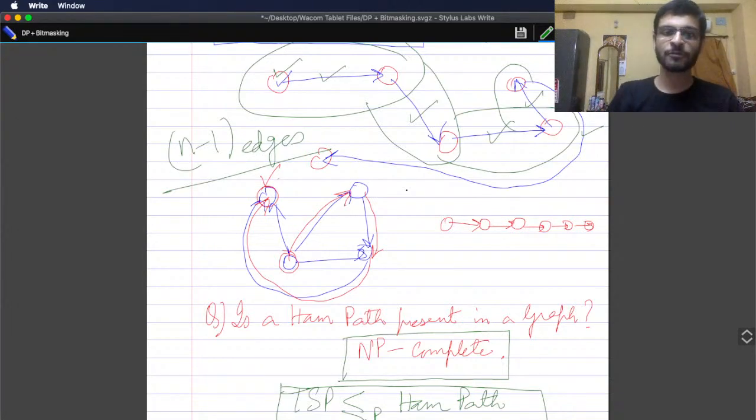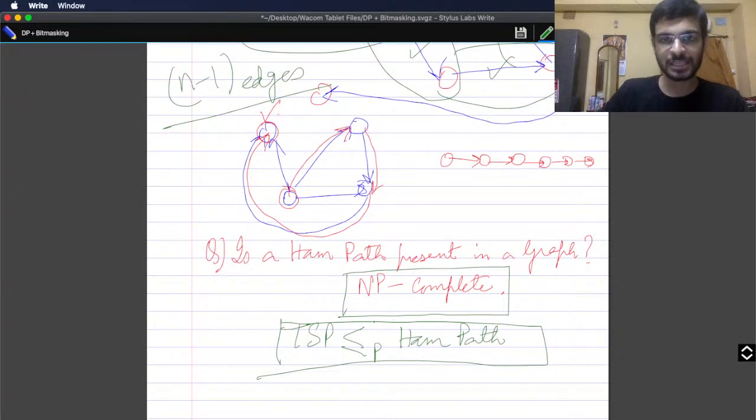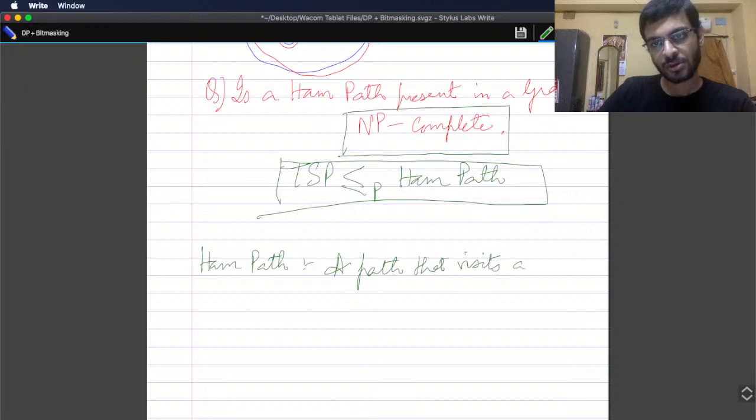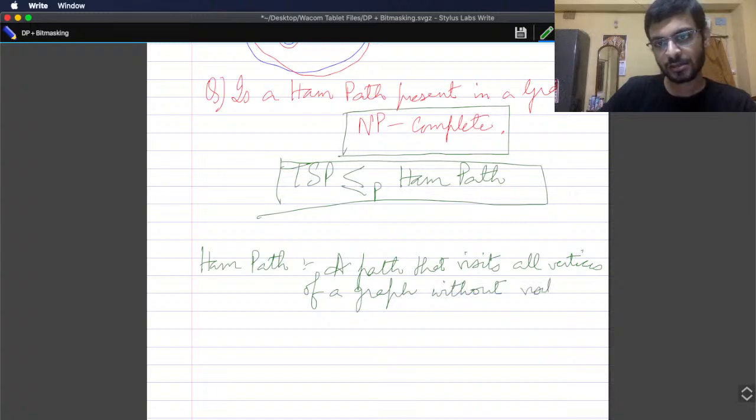So what can be one approach of finding whether a Ham path is present or not? Ham path basically means this. So what is a Ham path? I'll write it down. A path that visits all vertices of a graph without visiting any vertex twice. Okay, this is a Ham path.